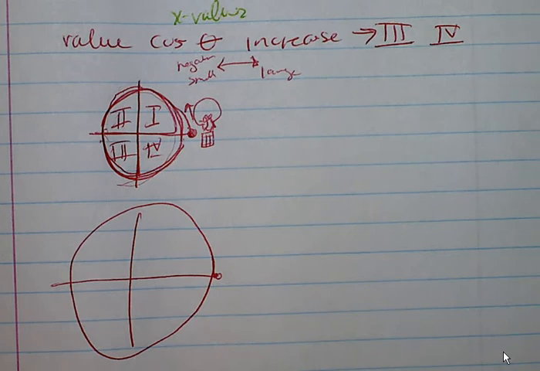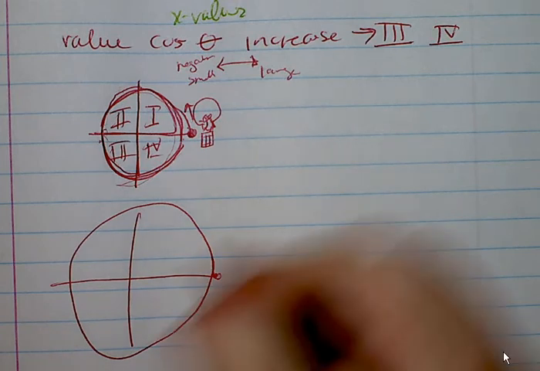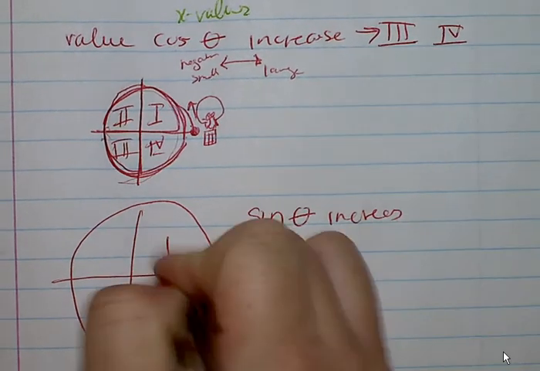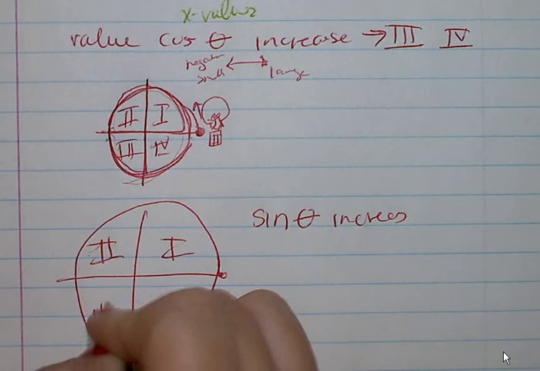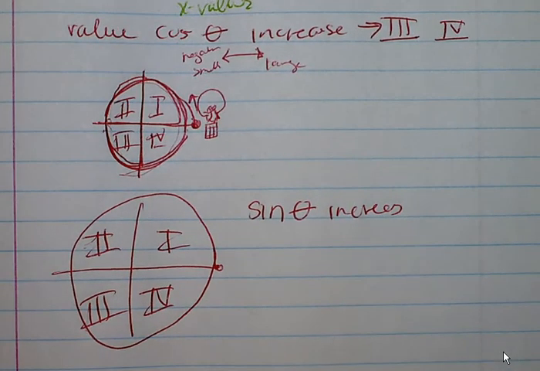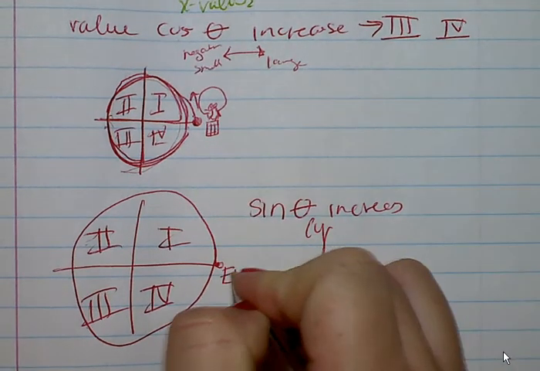Same type of question. We're moving counterclockwise along a unit circle, and this time I want to know, when will the sine values increase? So sine values, what do we think of? What variable pops into our mind when we think of sines? Okay, so here's my hot air balloon again, and these are the people.